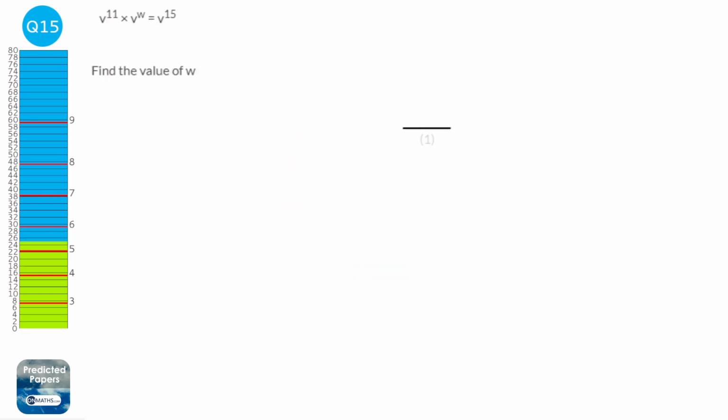We know that when you multiply powers with the same base, and here we've got all of these as base v, you add the powers. So we're looking at what we add to 11, which is this one here, to get to the 15. 11 plus 4 is 15. So w therefore equals 4.